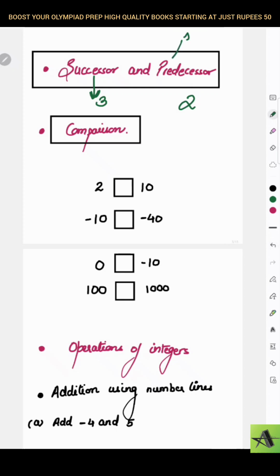Generally students get confused about when to add 1 and when to subtract 1. So successor is about the after one, so add 1. Predecessor is the previous one, so subtract 1.